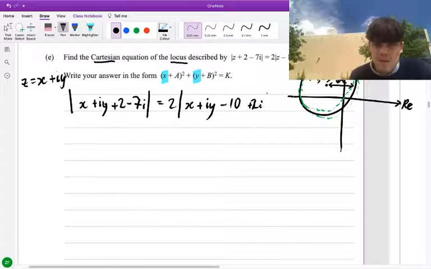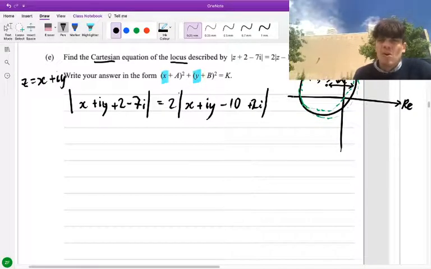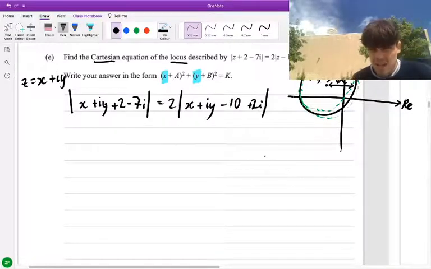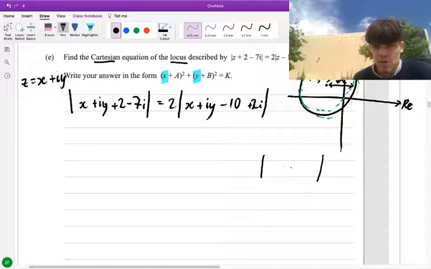Okay, now, first thing we need to do is understand what these fancy things here mean. This here is a modulus, right? So this is, if we have, I'm going to draw a new axis.